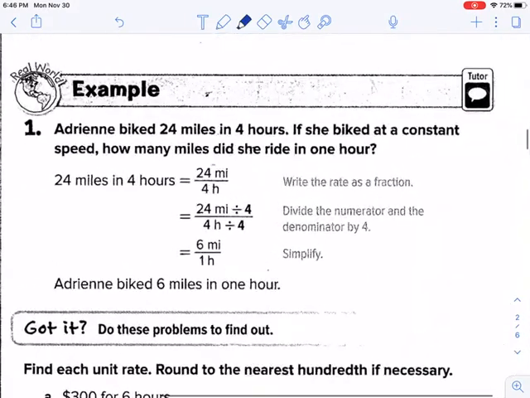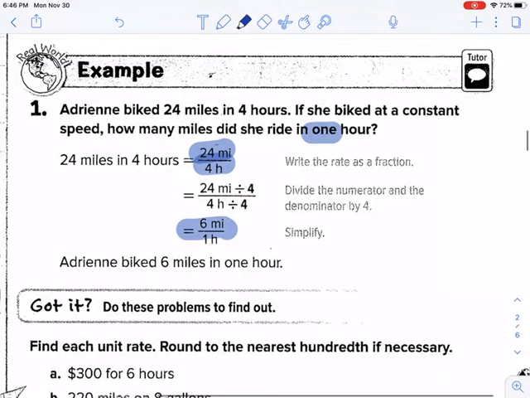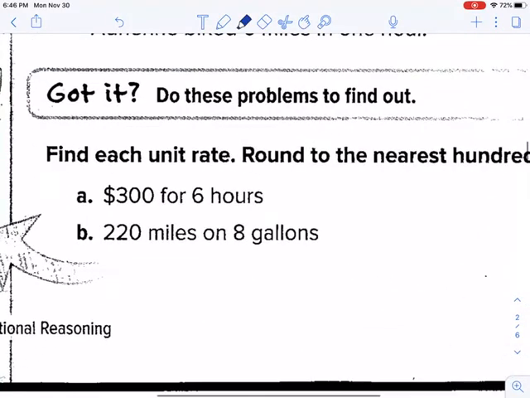All right, so let's look at this example here. Adrienne biked 24 miles in 4 hours. If she biked at a constant speed, how many miles did she ride in 1 hour? All right, so you are going to divide 24 divided by 4, and you get 6 miles per hour. So we're going to do the same thing here for A and B.